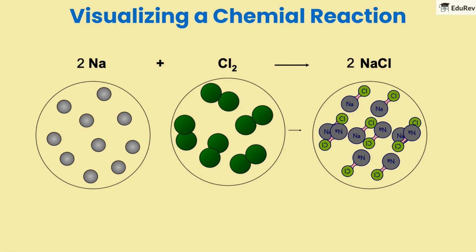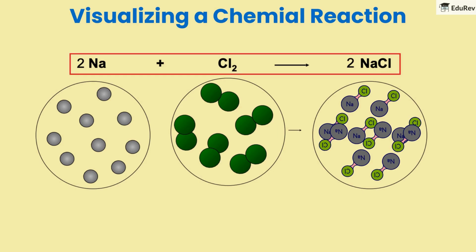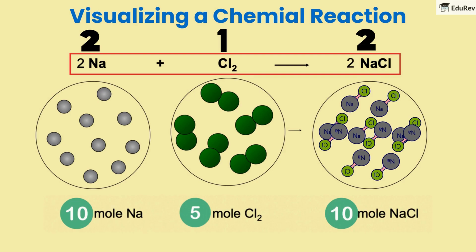Now, let's see how to visualize a chemical reaction. See this equation. 2Na + Cl2 giving 2NaCl. Here we can see that Na and Cl2 combine in the ratio of 2:1 to give 2 moles of NaCl. So if we had 10 moles of Na, it will combine with 5 moles of Cl2 to give 10 moles of NaCl. You can notice that the ratio again remains the same as the standard equation.